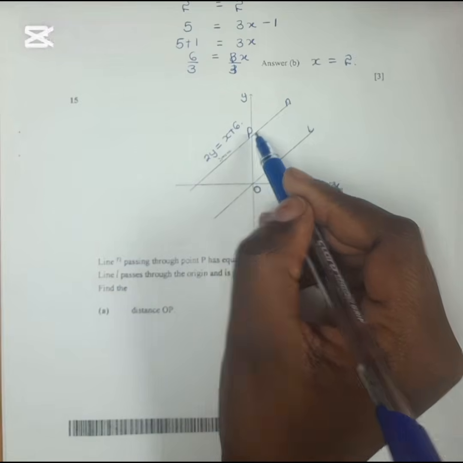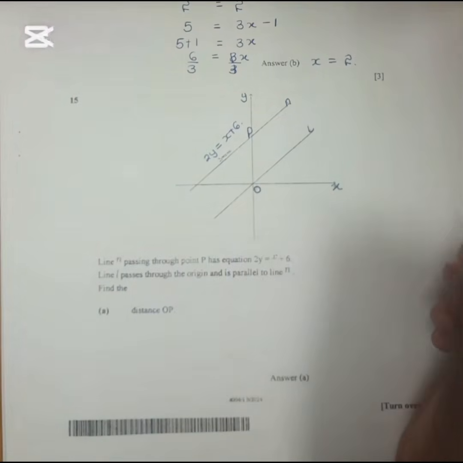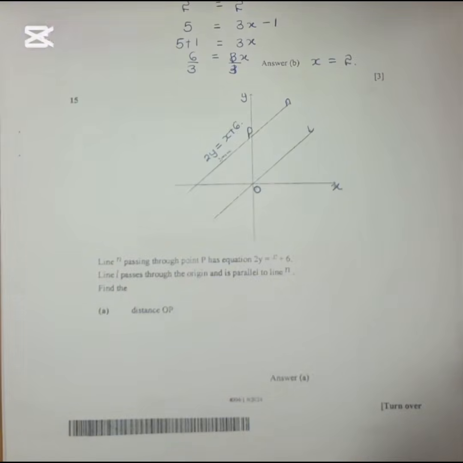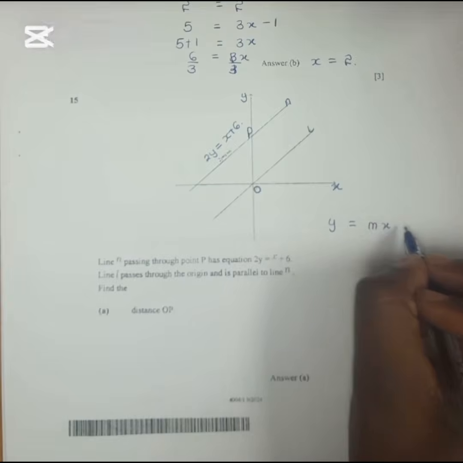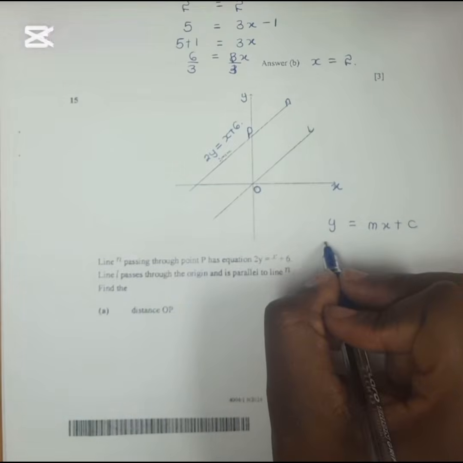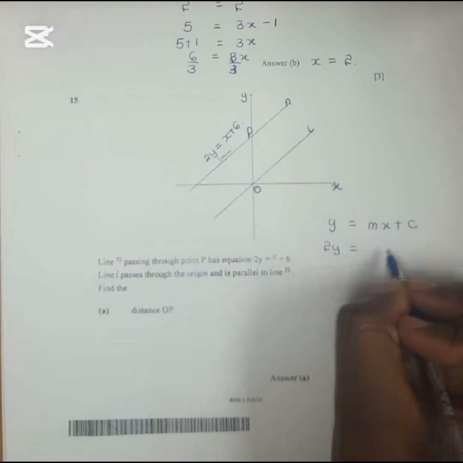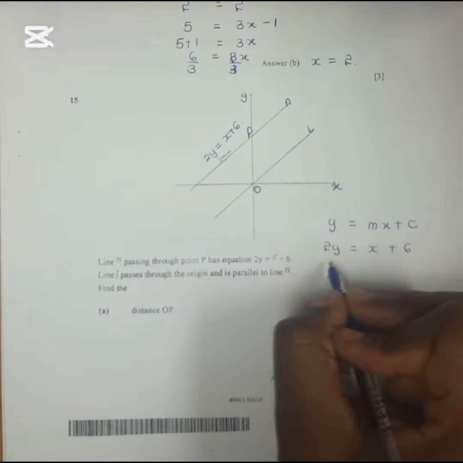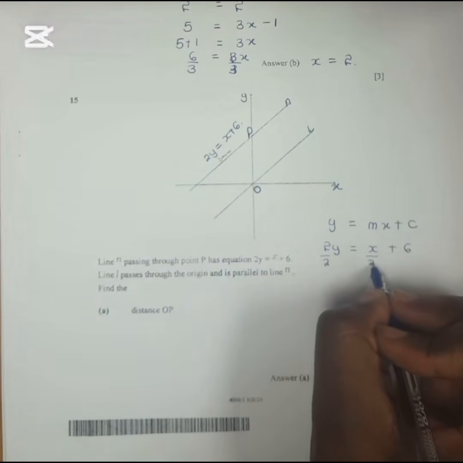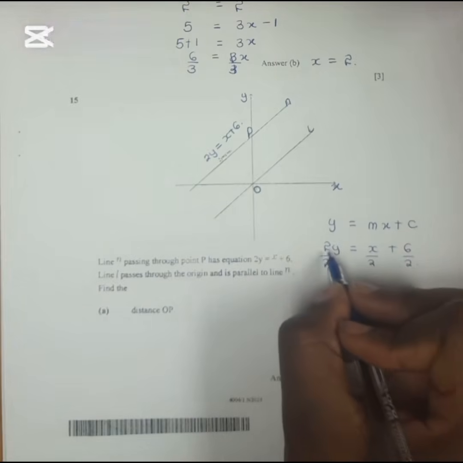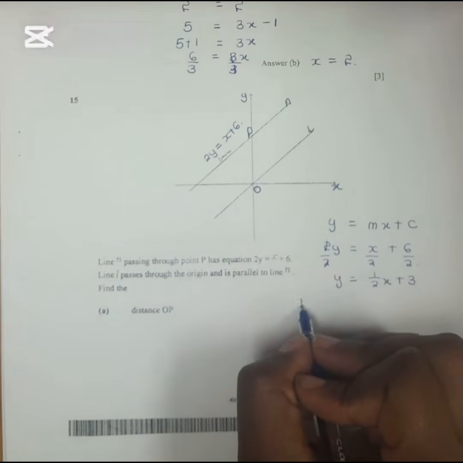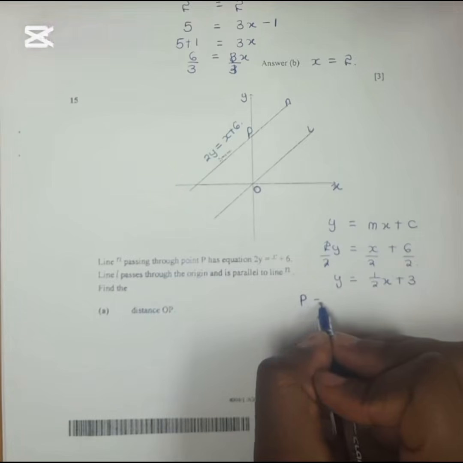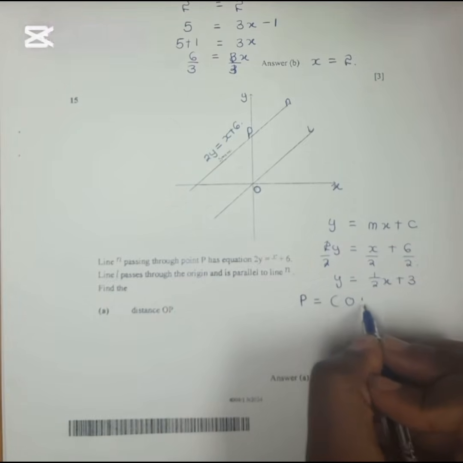To find the coordinate of P, we are going to rearrange our equation to be in the form y = mx + c. So it is 2y = x + 6. We divide both sides by 2, so that we now have y = 1/2 x + 3. So it means that the coordinate of P is going to be (0, 3), right?